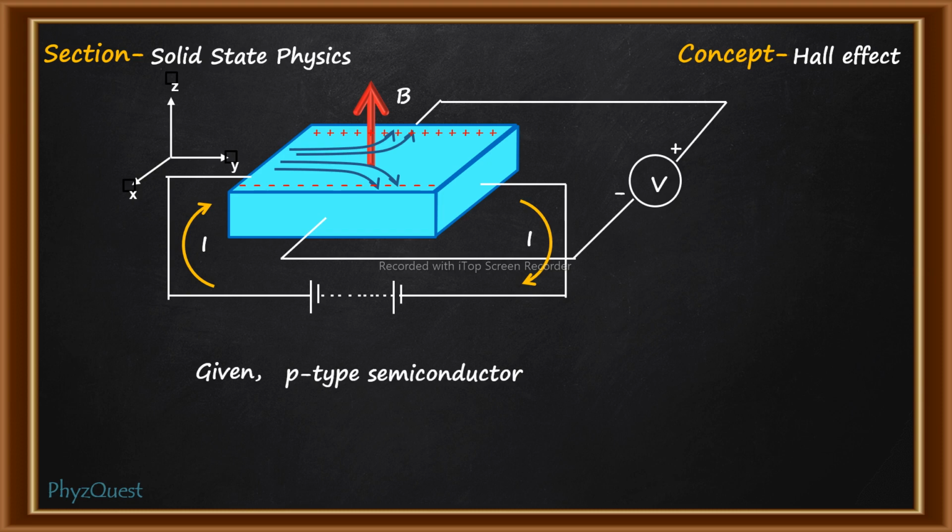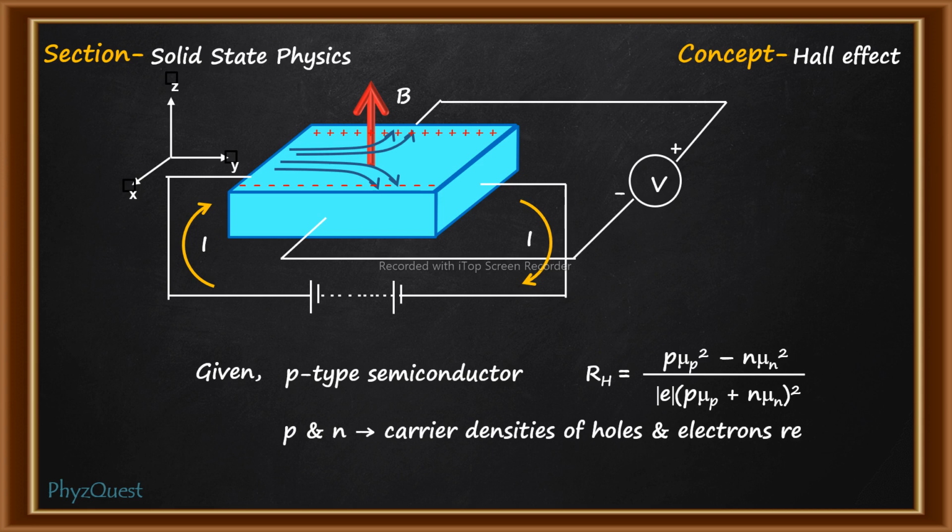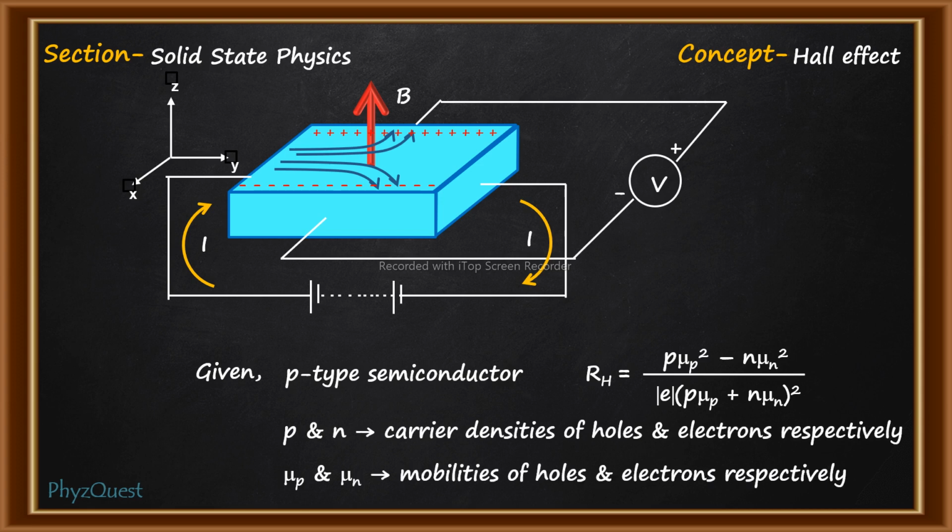Now in the given question, we have a solid which is a p-type semiconductor. We know that in a semiconductor there are two types of charge carriers, electrons and holes. In a p-type semiconductor, majority carriers are holes and the minority carriers are electrons. In the question, the Hall coefficient for a semiconductor having both types of charge carriers is given as RH equal to (P mu P squared minus N mu N squared) divided by e times (P mu P plus N mu N) whole squared. Here P and N are carrier densities of holes and electrons respectively, and mu P and mu N are the respective mobilities.